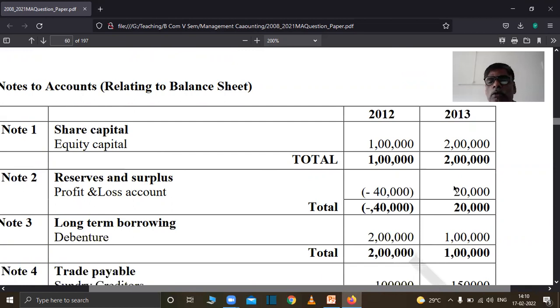P&L account minus 40,000, plus 20,000. So minus means loss. You enter this amount very carefully in the fund from operation. Debenture 2 lakh, 1 lakh. So decrease in debenture is called redemption of debenture, and it is the application.